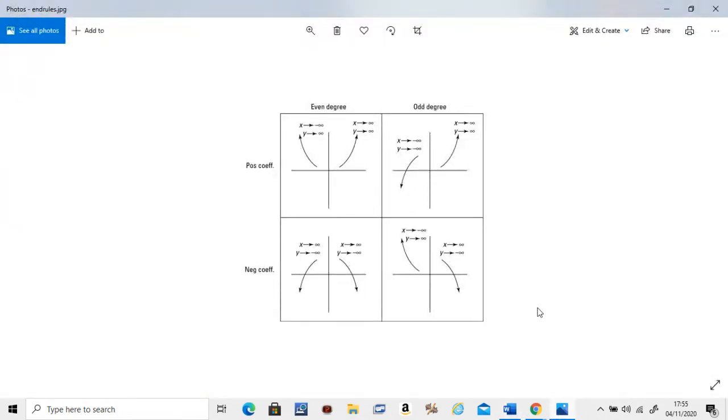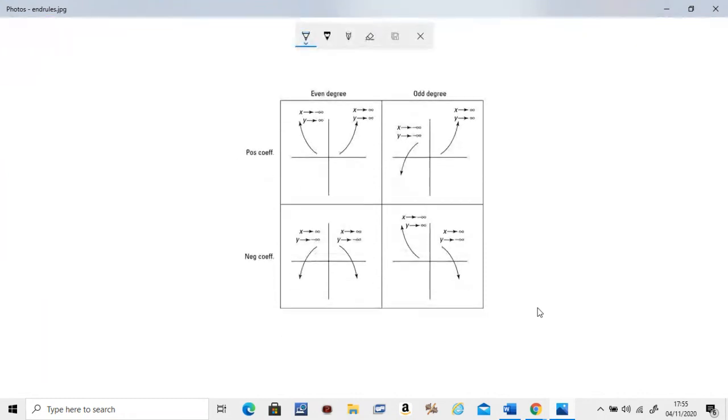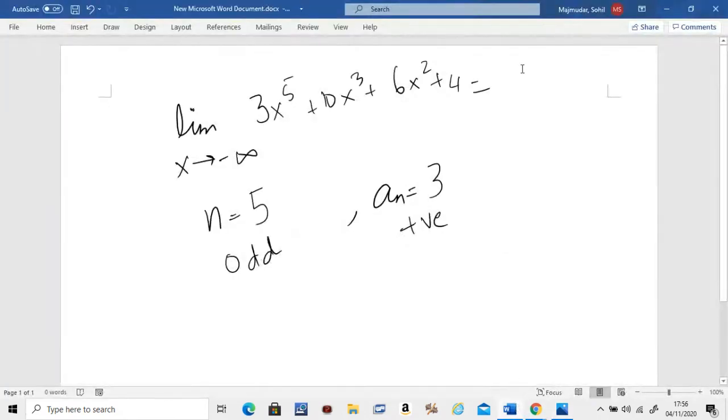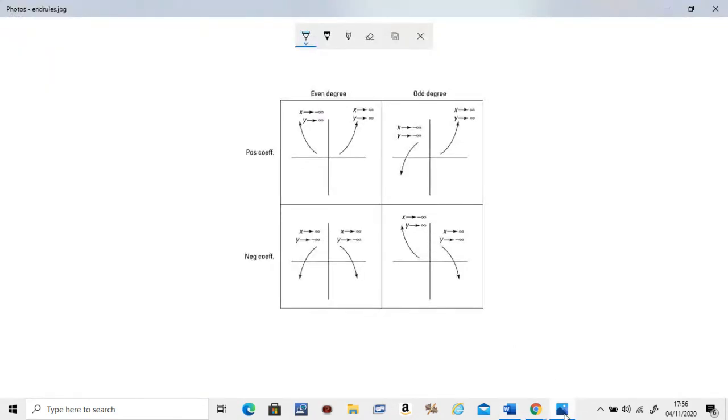Once you have this, you go to the formulas. This will be given to you. And then you check. We're an odd degree and positive coefficient. So we belong here. And x is going to negative infinity. So y has to go to negative infinity. So the answer is negative infinity. Any such problem, you can do this by finding n and an and looking at this formula.